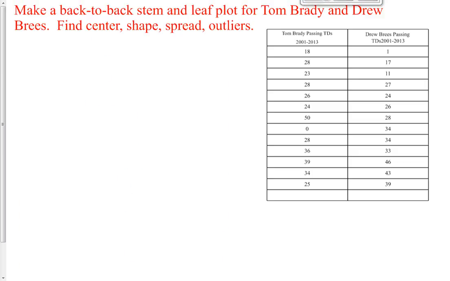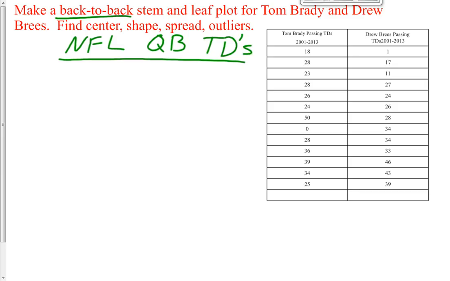Let's now talk about how to make a stem and leaf plot. This one's going to be a back-to-back one. You'll have a couple of these on your worksheet for today. So here's Tom Brady and Drew Brees' touchdown pass data for the seasons of 2001 to 2013. The first thing we're going to need is a title. So we'll title this maybe NFL quarterbacks touchdowns. Something like that, just a little something that lets the reader know what you're talking about.